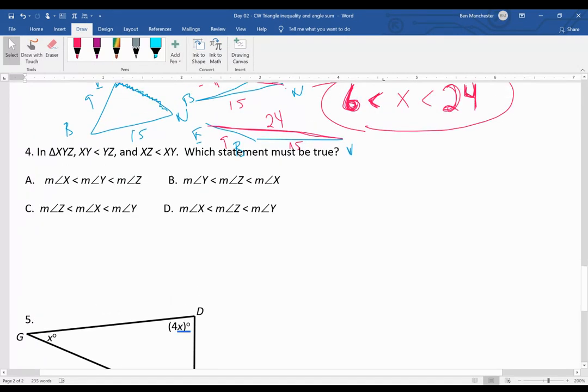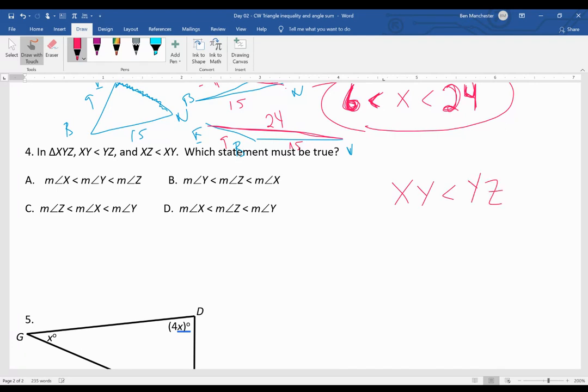Okay, in triangle XYZ, side XY is less than YZ, and side XZ is less than XY. Okay, so let's write these things in order. Okay, the first one says that XY is less than YZ. And then it says that XZ is less than XY. So that means it goes here. XZ. So it's telling you what side is the smallest and what side is the largest. So XZ is the smallest side and YZ is the biggest side.